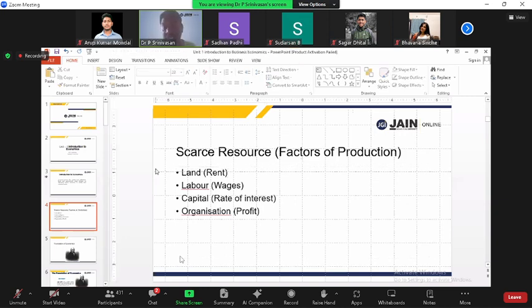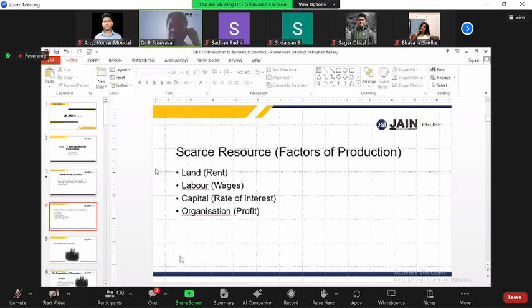If I ask you at the end of the class, "Today I've learned what economics is, I got it from Srinivasan sir." Okay, fine. So if anyone asks you to define economics, if you say that economics deals with scarce resources such as land, labor, capital, organization, that is absolutely fine.